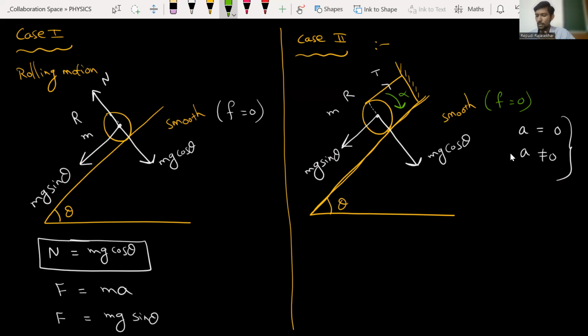Now here I am assuming mg sin theta is greater than tension T. So the equation we can write is mg sin theta minus T equals m a. So this is equation number 1. Here the driving force is mg sin theta, that's why the object is moving in the downward direction.